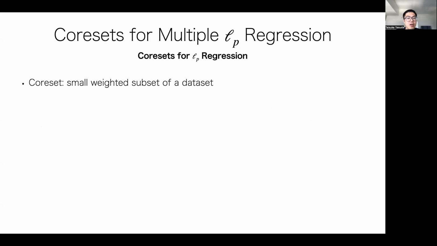Now, we're also interested in studying coresets in this work, which is basically just a small weighted subset of the data set. And here the idea is that we want this weighted subset to serve as a good compression or approximation of this original data set.